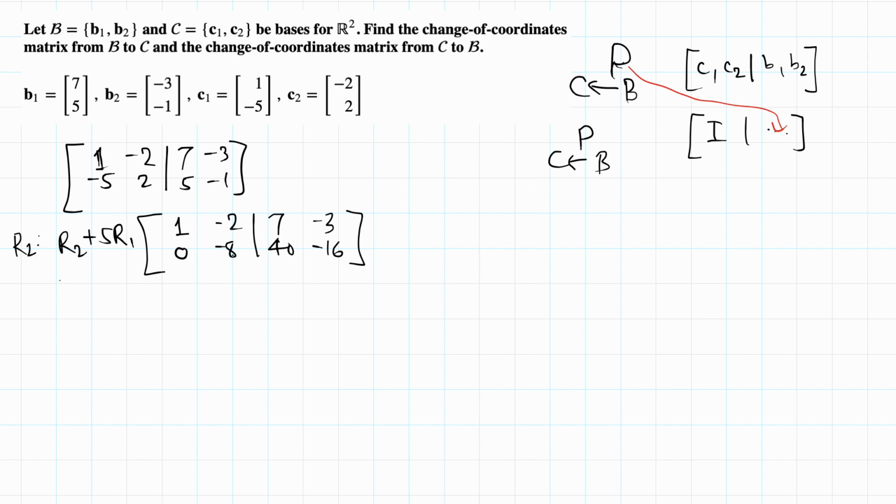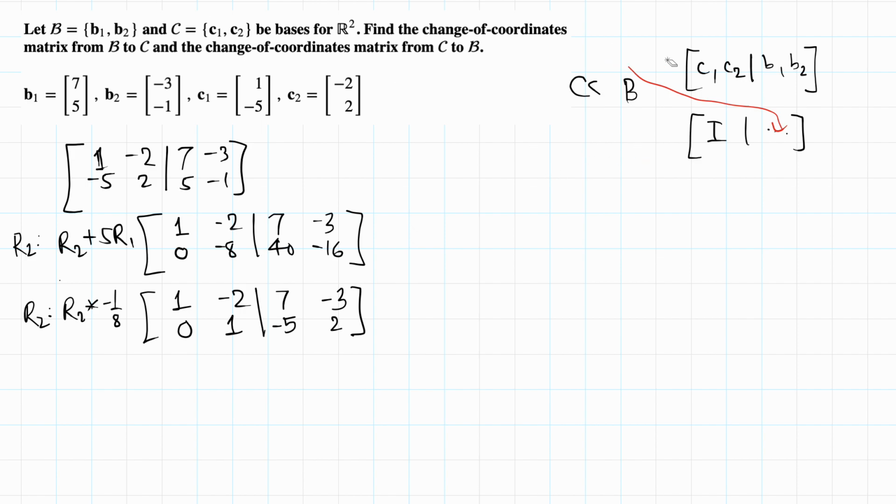So divide this by negative 8. So R2 times negative 1 over 8. So R1 stays the same. 0 divided by negative 8 means 0, and 40 divided by negative 8 is negative 5, and negative 16 divided by negative 8 is 2. Okay, now next, one last thing left, 0, 1.